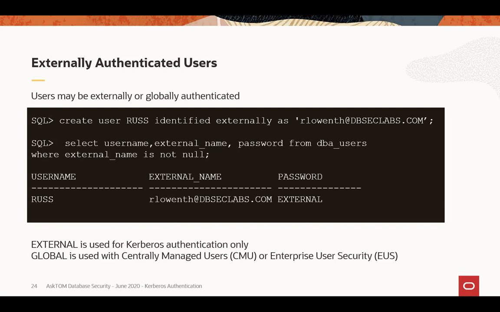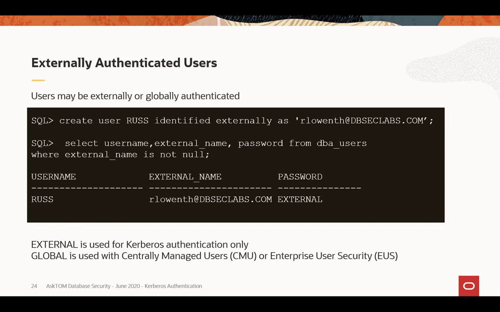Now, quick note here, I mentioned this at the start. Kerberos is foundational. You can run with just Kerberos, and that's a great way to do Active Directory integration. But Kerberos supports centrally managed users and enterprise user security. If you are working with either CMU or EUS, instead of creating your user or your schema the way I've shown it here, you would use CREATE USER Russ IDENTIFIED GLOBALLY; and at that point, you're allowing CMU and EUS to pick the correct Kerberos principal.